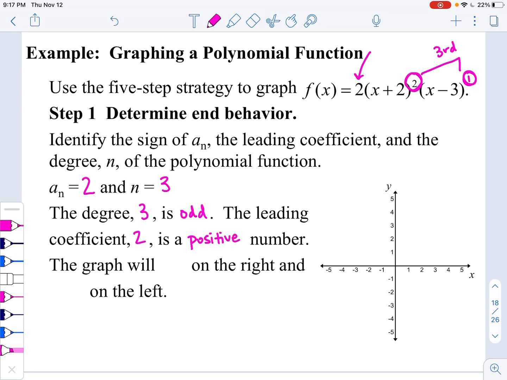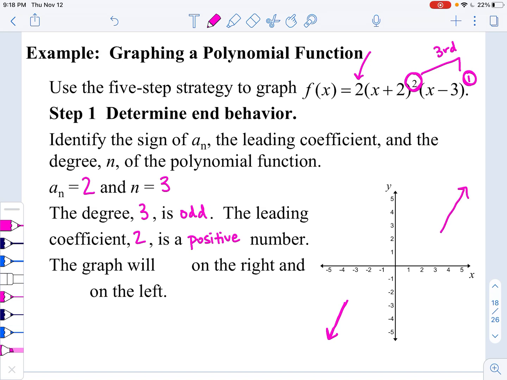So that means the graph will do what? If we have a third degree, that means we have one of each, right? One's going up and one's going down. If we have a positive leading coefficient in our case, that means we're coming from the negative infinity and it's going to end up at the positive infinity.